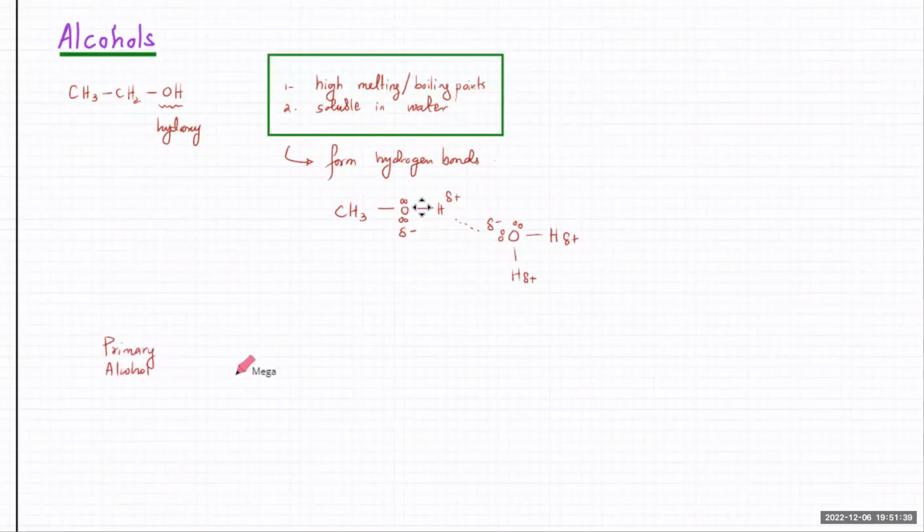So what's a primary alcohol? A primary alcohol is going to have just one carbon chain attached to the carbon that's bonded to the OH. Okay, this carbon is known as the alpha carbon, the one on which the functional group is attached. So that's a primary alcohol. Similarly, you're going to have secondary and tertiary alcohols as well.